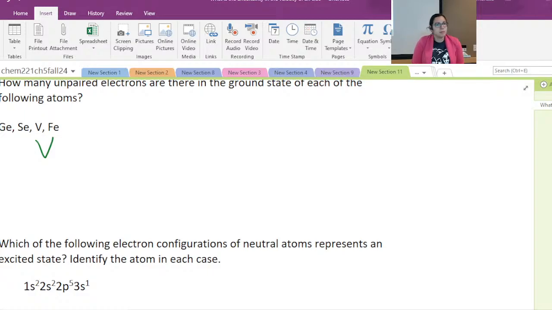Is the ground state just when the charge is neutral? Yeah, when it's neutral and then it's not excited. I think germanium would have 2 unpaired. Oh, but we're looking at vanadium.